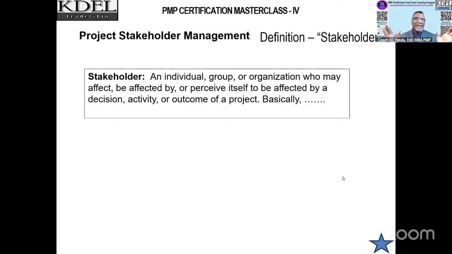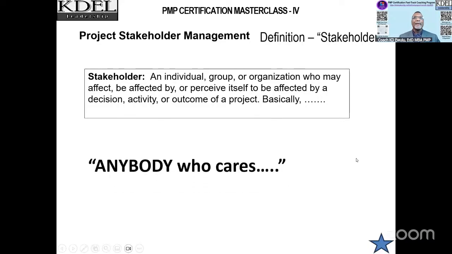A stakeholder is anybody, individual, group, or organization who may be affected negatively or positively by a decision, an activity, or outcome of a project. Anybody that the project touches, affects, impacts, whether positively or negatively, is a stakeholder. Basically, a stakeholder is anybody who cares. Anybody who cares is a stakeholder.